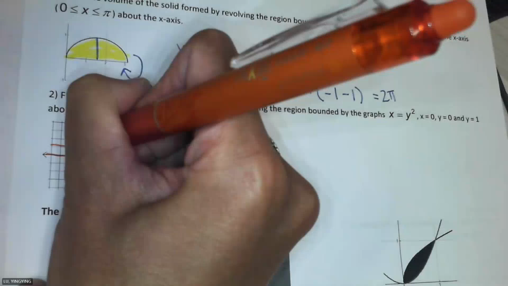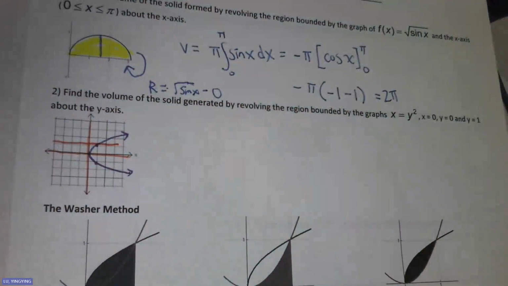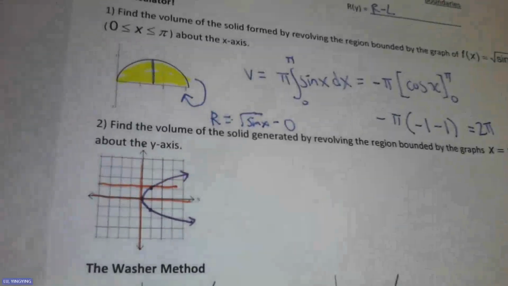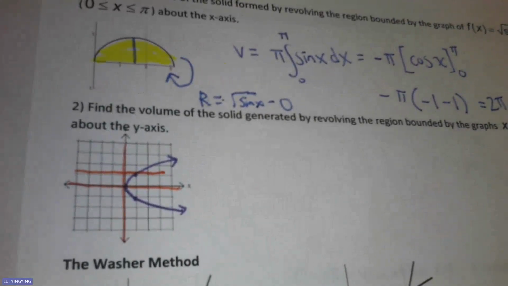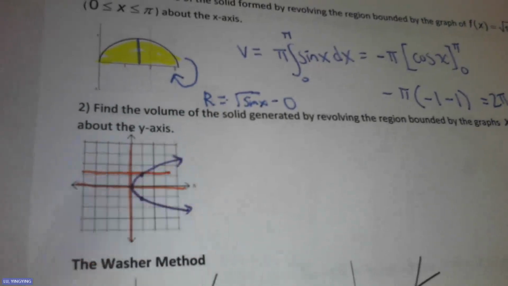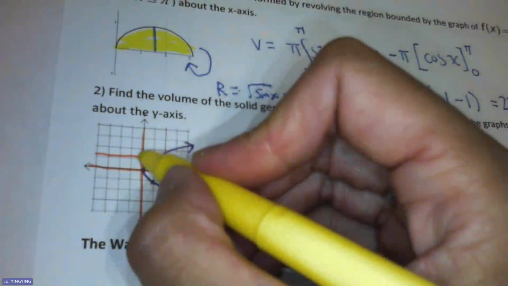Do you know what part they are even looking for? The region. Which part should I shade? Do you know? Bounded by y squared, x equals 0, y equals 0, and y equals 1. Which part am I looking at? The tiny one. You've got to understand which part I'm looking at, right? So this is the one right there. Try to highlight it yellow.